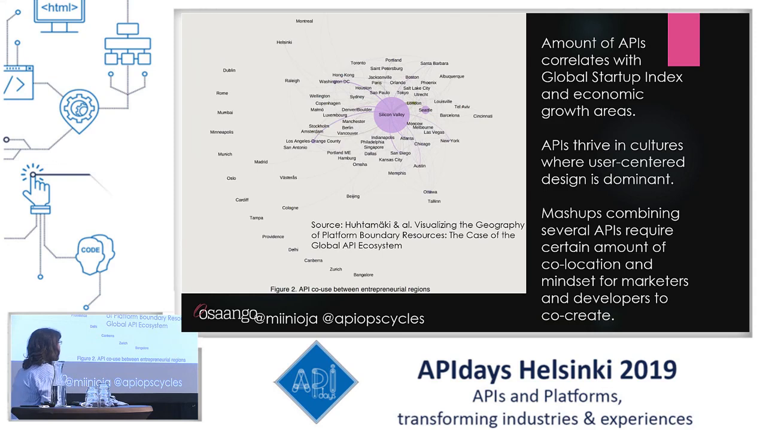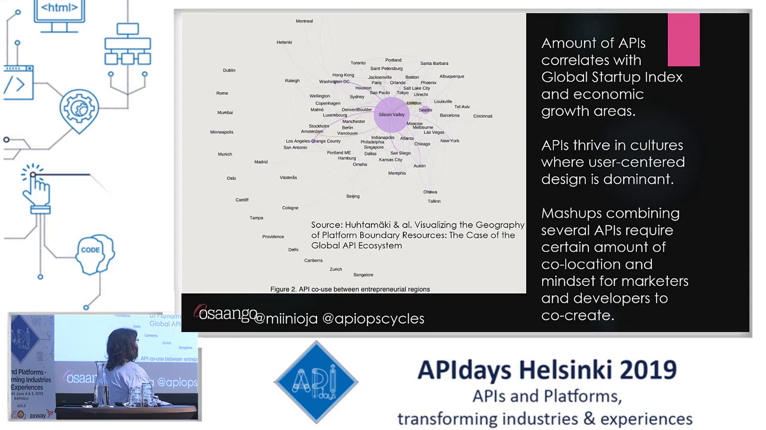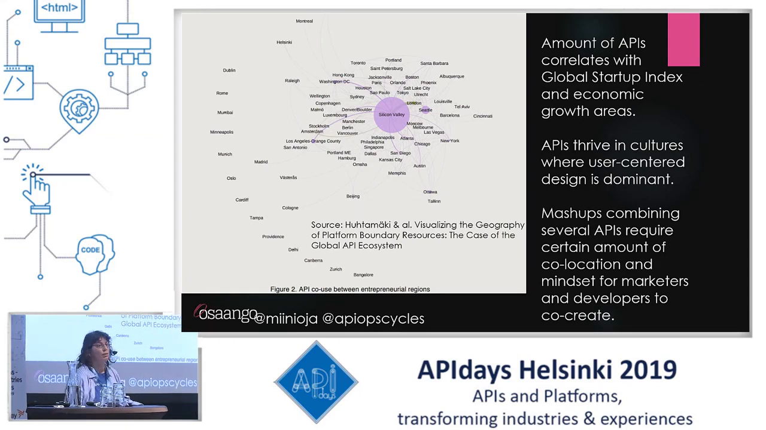And the amount of APIs actually correlates with the global startup index and economic growth areas. If you look at Silicon Valley, there are a lot of APIs there. And APIs thrive in cultures where user-centered design is dominant. What does this mean, user-centered design?